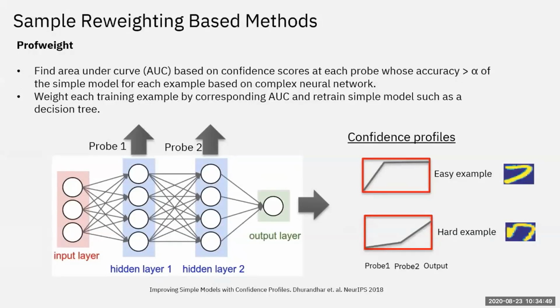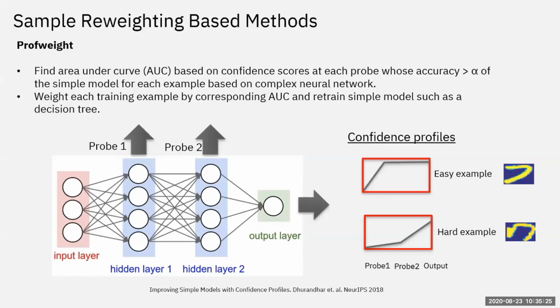The second class of methods, which are more recent, are sample reweighting based methods. The idea here is, rather than changing the target, you keep the same target that's there in your original data, but you reweigh the samples. In reweighing the samples, you essentially reweigh the loss of the simple model per instance. For simple models that don't train over weighted losses, you can essentially resample in that ratio and do the same kind of thing in concept.